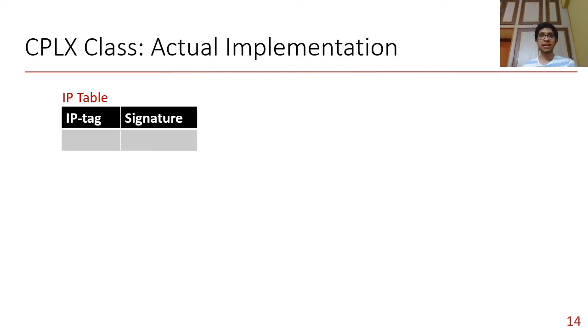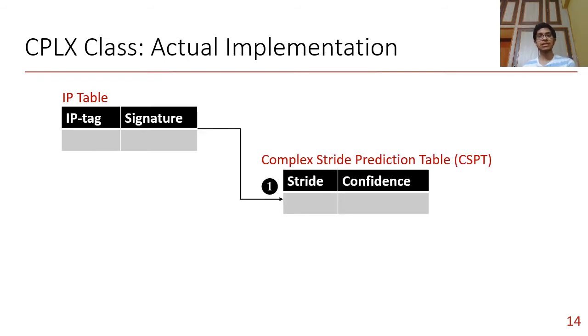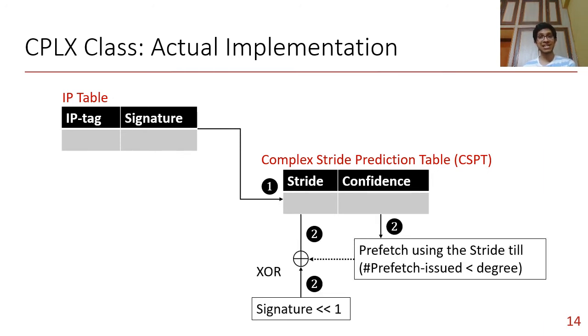We store the stride patterns as a signature that predicts the future strides that will follow this pattern. This signature, which is stored in the IP table, is used to index into the complex stride prediction table to get the new stride. This stride is then hashed with the old signature by shifting the signature and XORing it with the latest stride to get the new signature. And this process continues till the prefetch degree is reached.